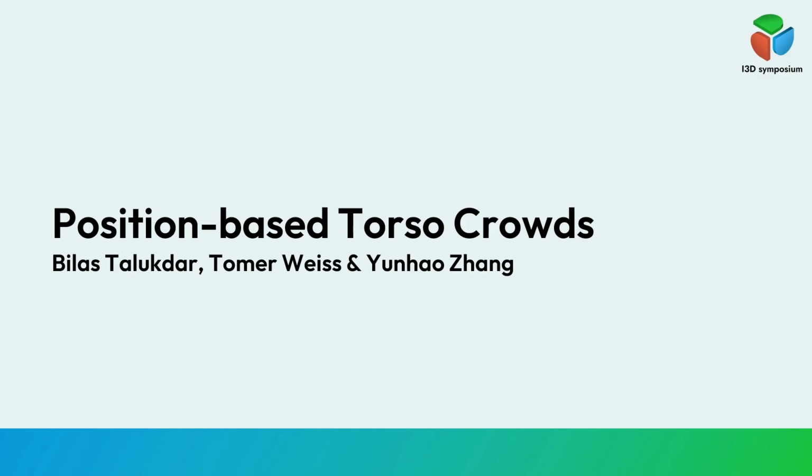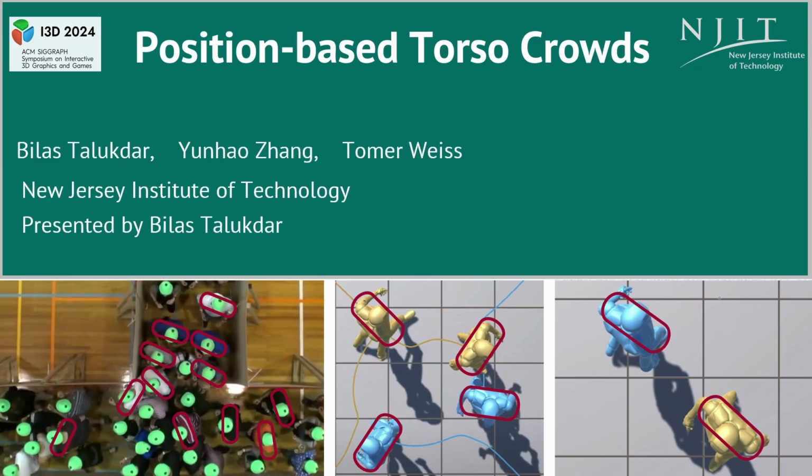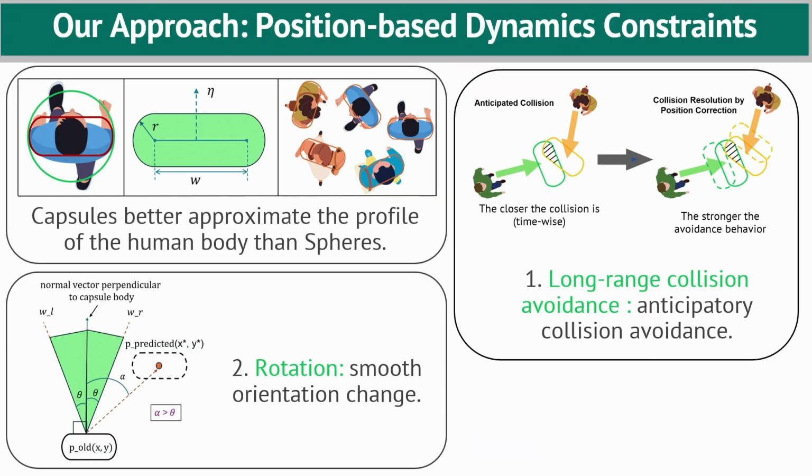Hi, I'm Bilas. Our poster title is Position-Based Torso Crowds. In traditional crowd simulation methods, the crowds are typically represented as spheres, but these are not an accurate representation of the human torso. Basically, spheres overestimate the human torso, so from that perspective, we represent crowds as capsules, which increases the fidelity and applicability of the application.